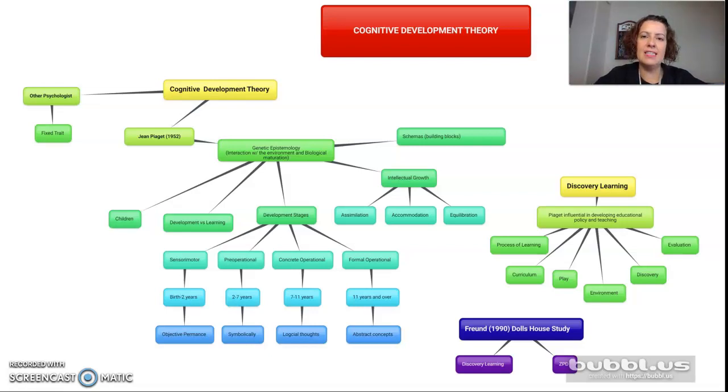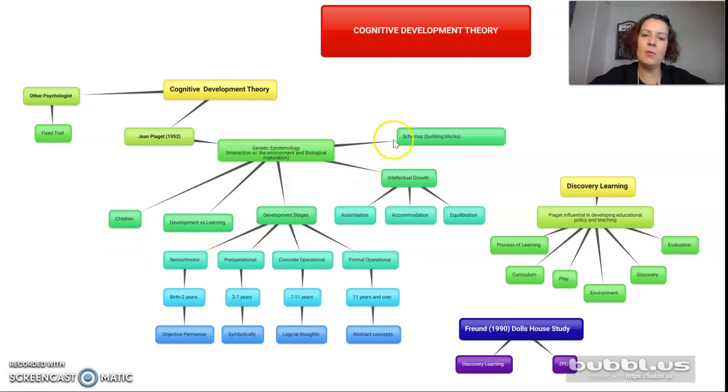Then the next stage after that is the concrete operational. This is from the age of 7 to 11. And this is more logical thinking. So you're beginning to get more logic in the way you're thinking about things, so it just makes more sense. The next one is formal operational. This is from the age of 11 and over, adolescent to adult. This is more abstract concepts, and where you're beginning to test hypotheses.